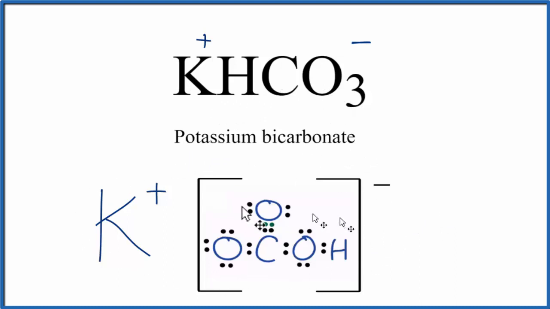Note that you won't find KHCO3 all by itself. Normally you have a bunch of these together in a crystal. Either way, it does show you how the potassium and the HCO3 are bonded together in this ionic bond, and how the electrons moved from the potassium to the HCO3, to the bicarbonate.